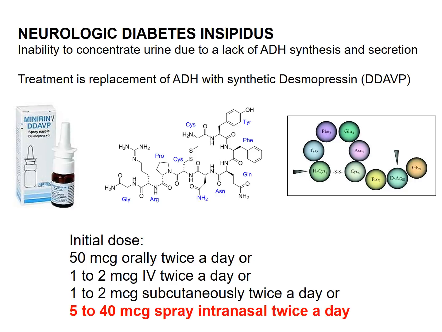So synthetic ADH is called desmopressin. Another term for it is DDAVP. It's very similar to the natural hormone ADH. The natural hormone ADH is a small peptide. There you can see the 1, 2, 3, 4, 5, 6, 7, 8, 9, 10 different amino acids which make up ADH. The drug desmopressin or DDAVP is synthesized ADH.